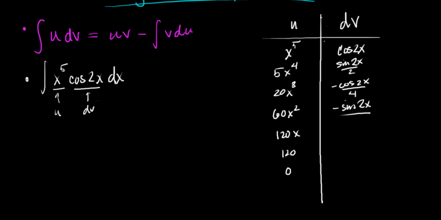It's a little too big, so I'm going to make it a tad smaller. Okay, the integral of negative sine of 2x is positive cosine of 2x, and that's divided by 16. The integral of this guy is positive sine of 2x, and that is divided by 32. The integral of positive sine of 2x is negative cosine 2x divided by 64.